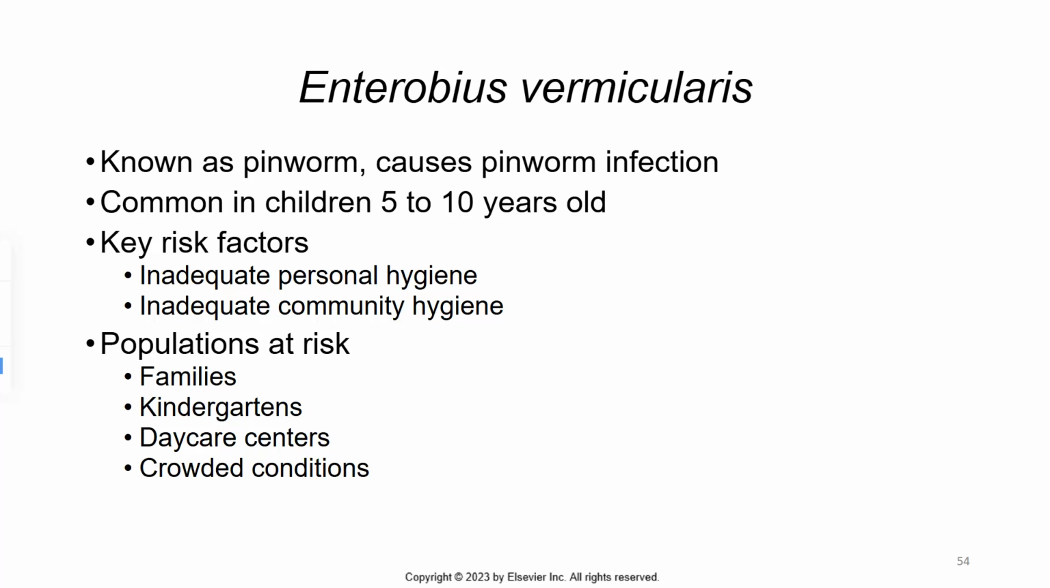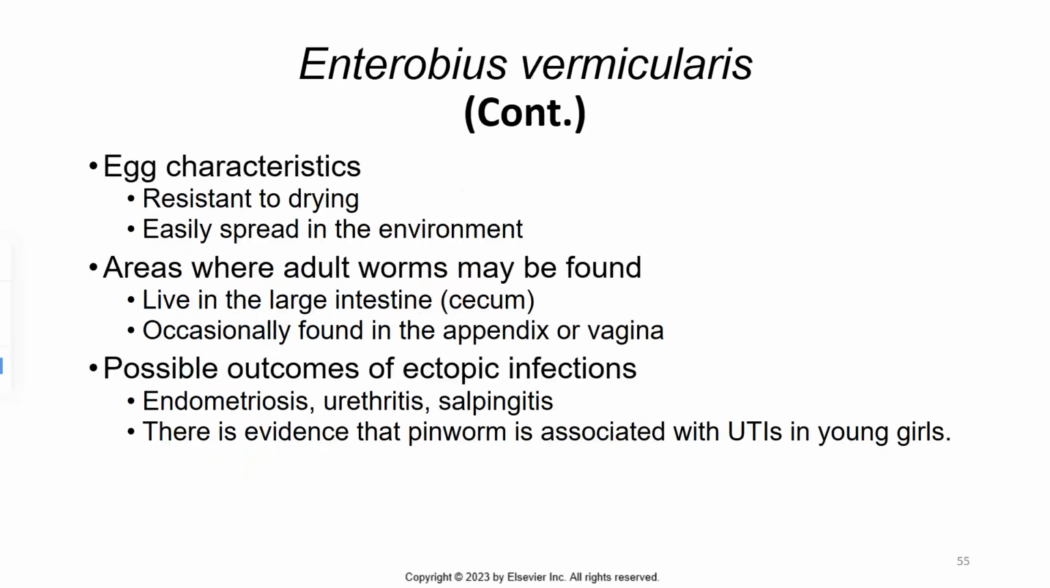Enterobius vermicularis, so this is known as the pinworm, causes pinworm infection. It's common in children 5 to 10 years old. Key risk factors would be inadequate personal hygiene or inadequate community hygiene. Populations at risk: families, kindergartens, daycare centers, crowded conditions. Egg characteristics: they are resistant to drying and they easily spread in the environment because they're so small.